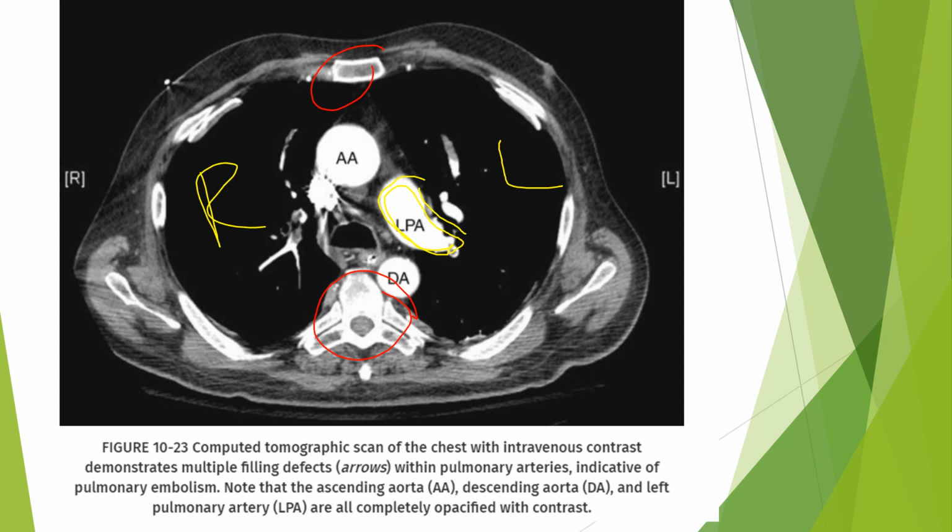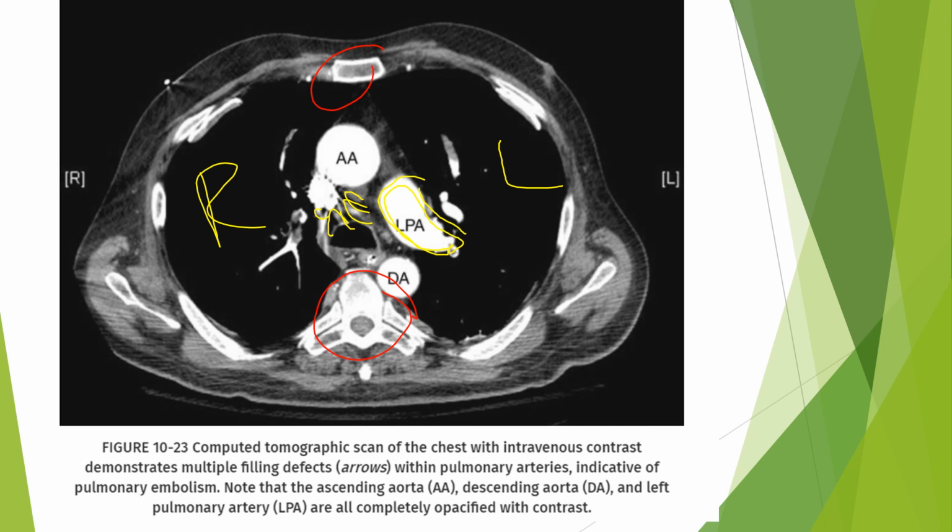And then also you see these little multiple filling defects. You see all these little black areas in here, I'll try to highlight them. Those are all filling defects, because remember, this whole area is supposed to be highlighted like the left pulmonary artery. It's supposed to be the same on the right side. But you see all these areas that are dark, that is the blood clot. So we have multiple quote-unquote filling defects, right? And this indicates a pulmonary embolism, right?